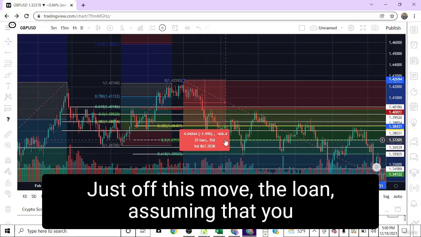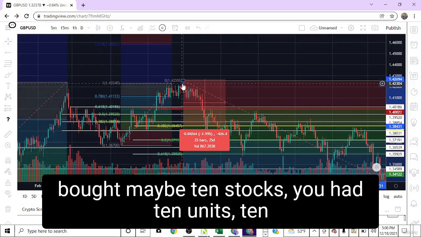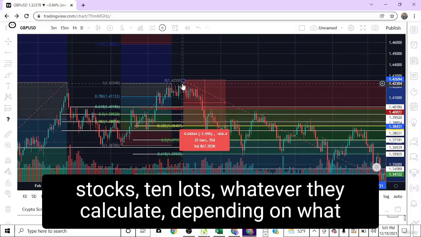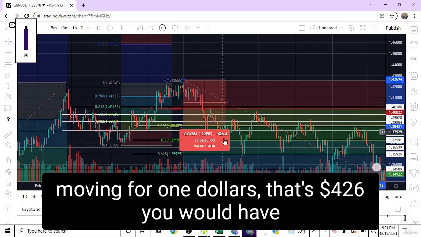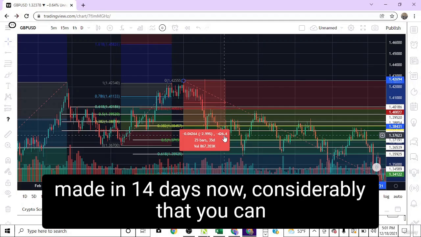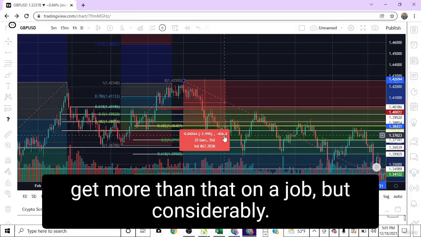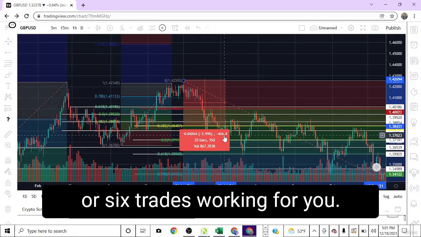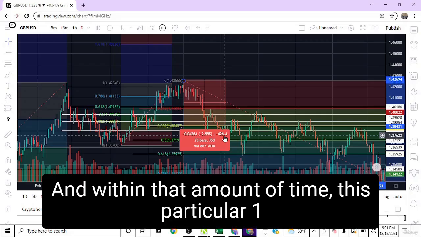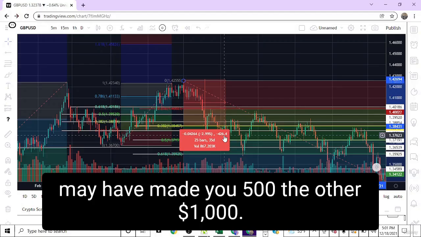Just off this move alone, assuming that you bought maybe 10 stocks, 10 units, 10 lots, whatever they calculate, depending on what you had in there. Even if you had it moving for $1, that's $426 you would have made in 14 days. Now, you can get more than that on a job, but let's just say you have 5 or 6 trades working for you, and within that amount of time, this particular one may have made you 500, the other one 1,000.